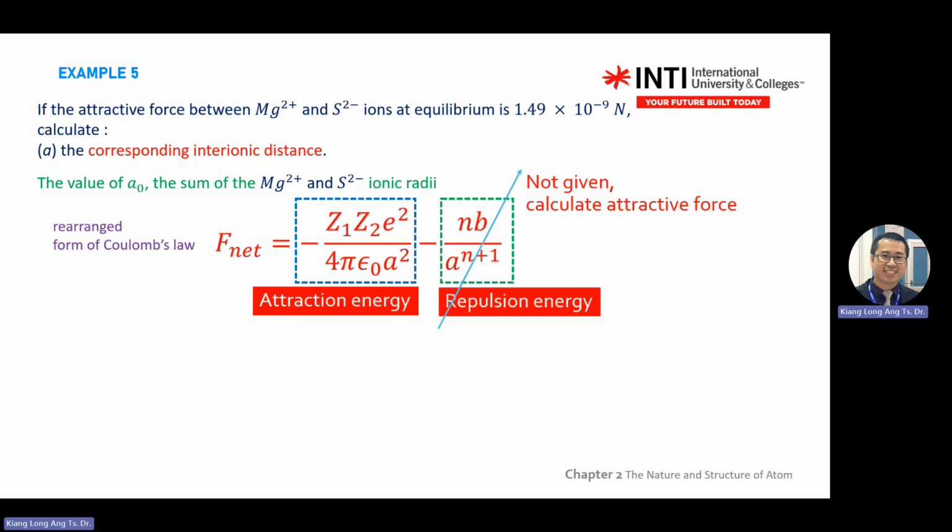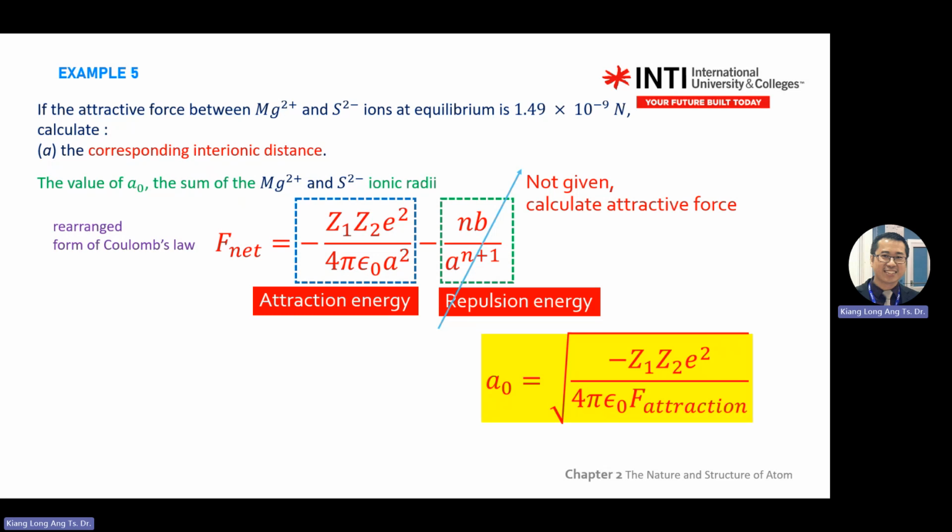Because it tells you what? It gives you the attractive force. The question already gives you the attractive force, so you don't need this component. You focus on this component. Understand? The question gives you an attractive force equal to a certain value. Use the front equation only because the repulsive force is not given. Substitute accordingly. Rearrange this equation, A is here, and substitute accordingly.